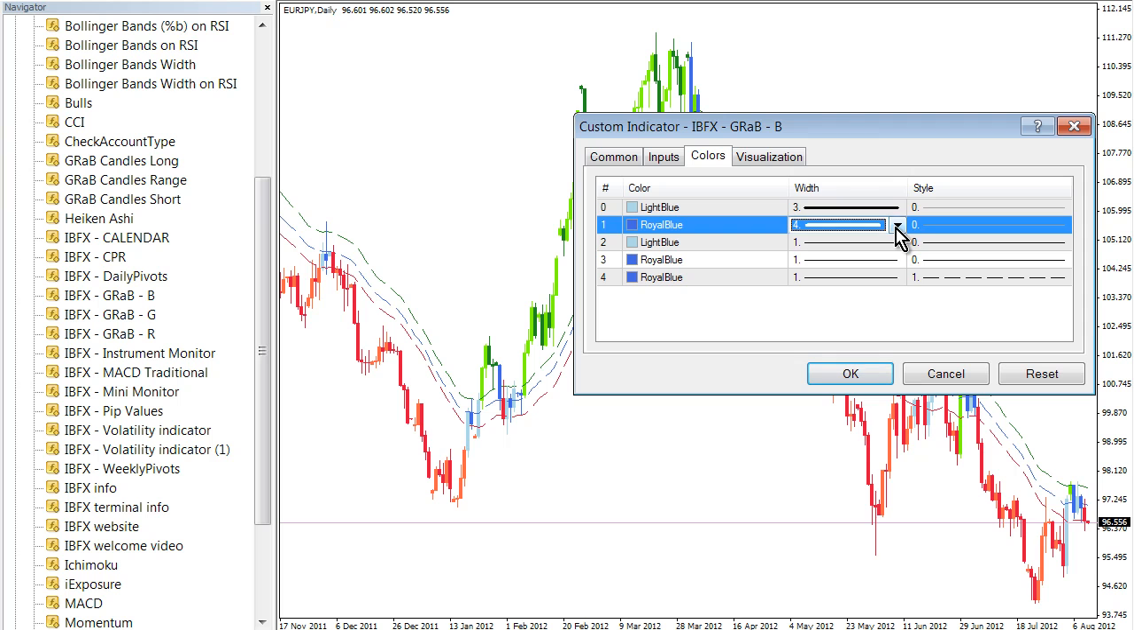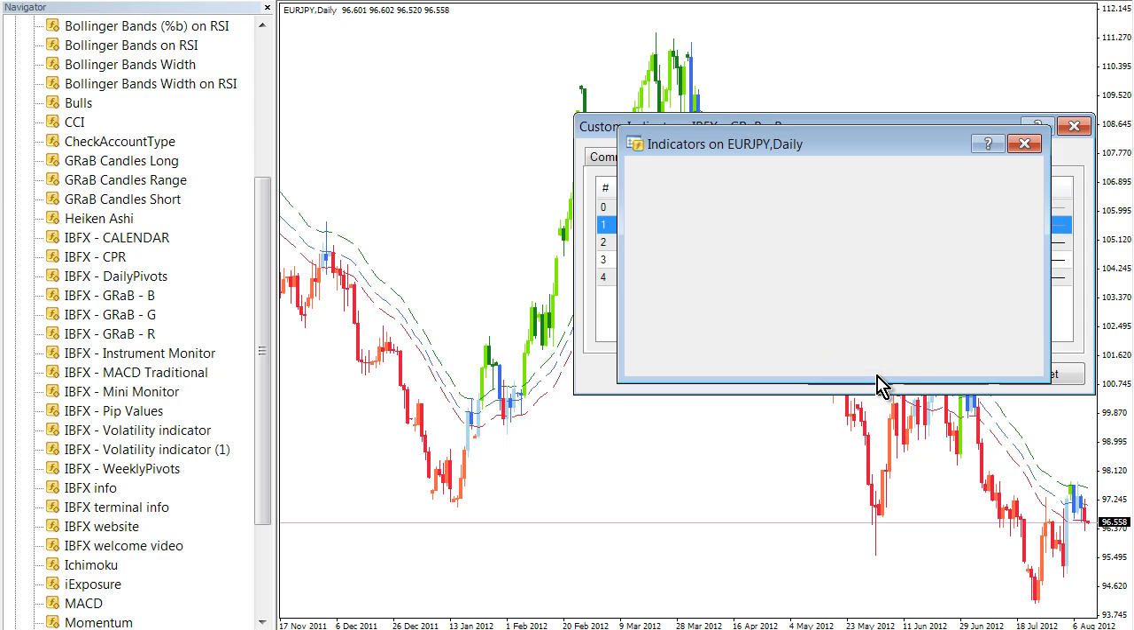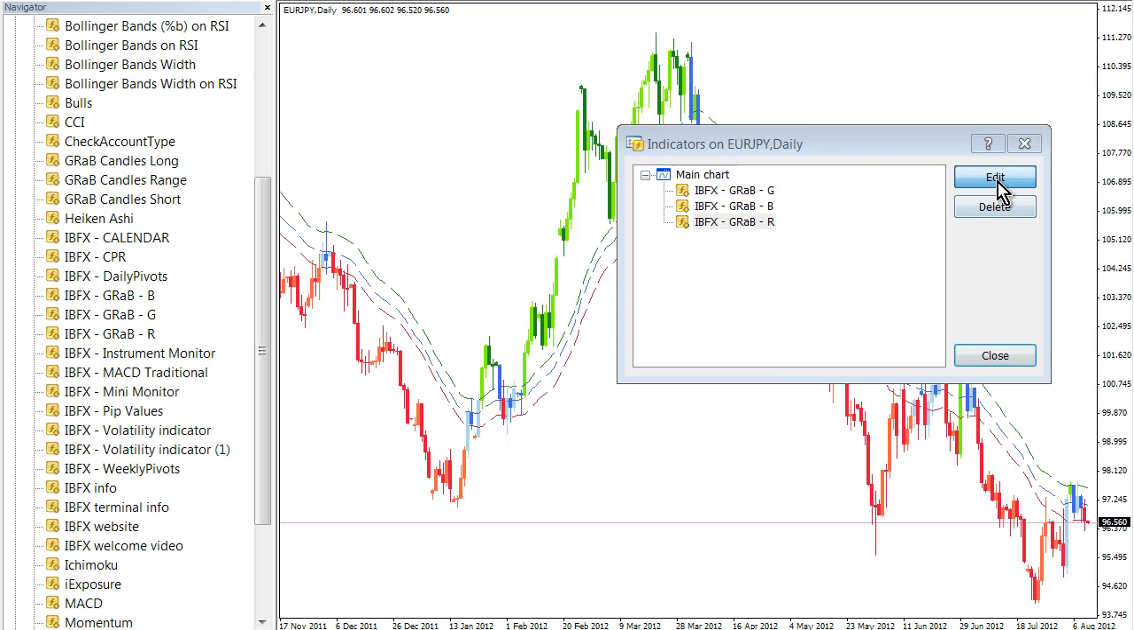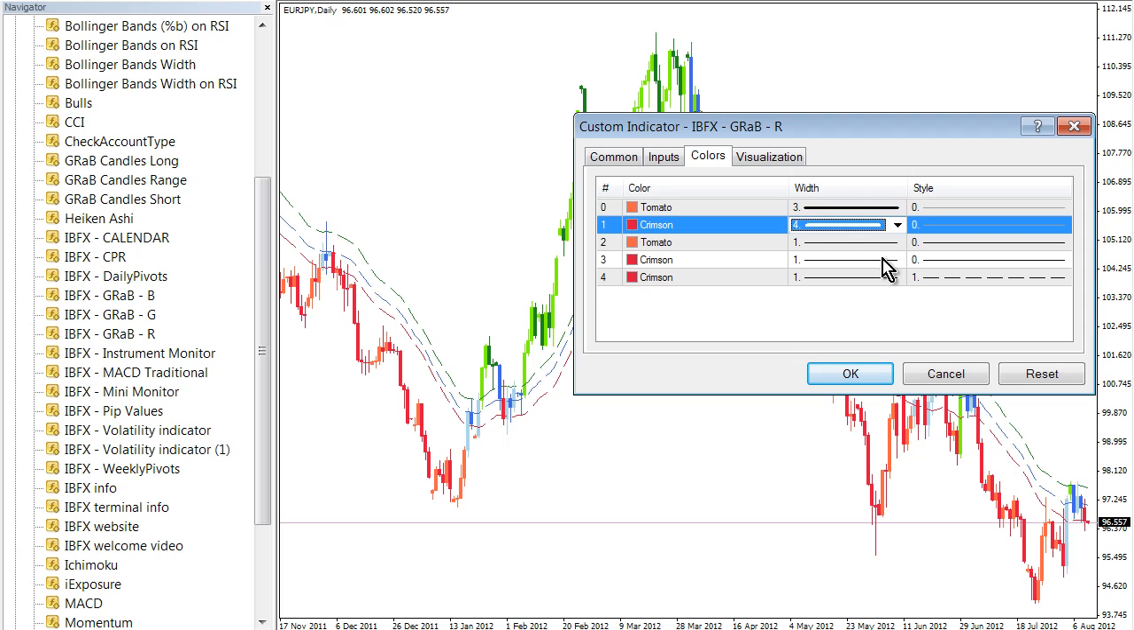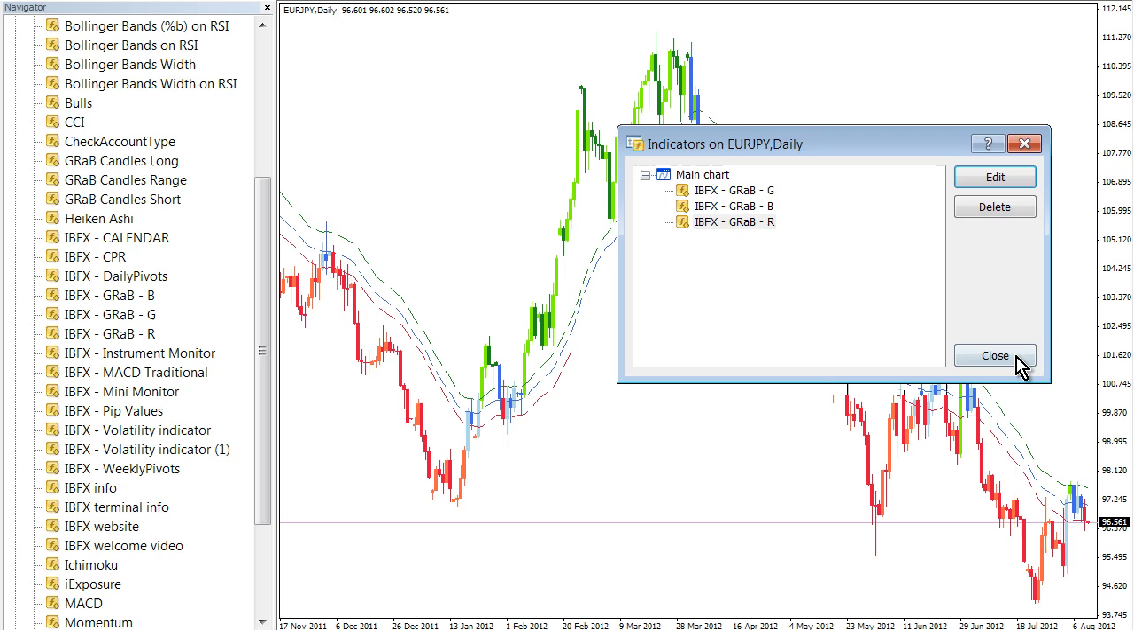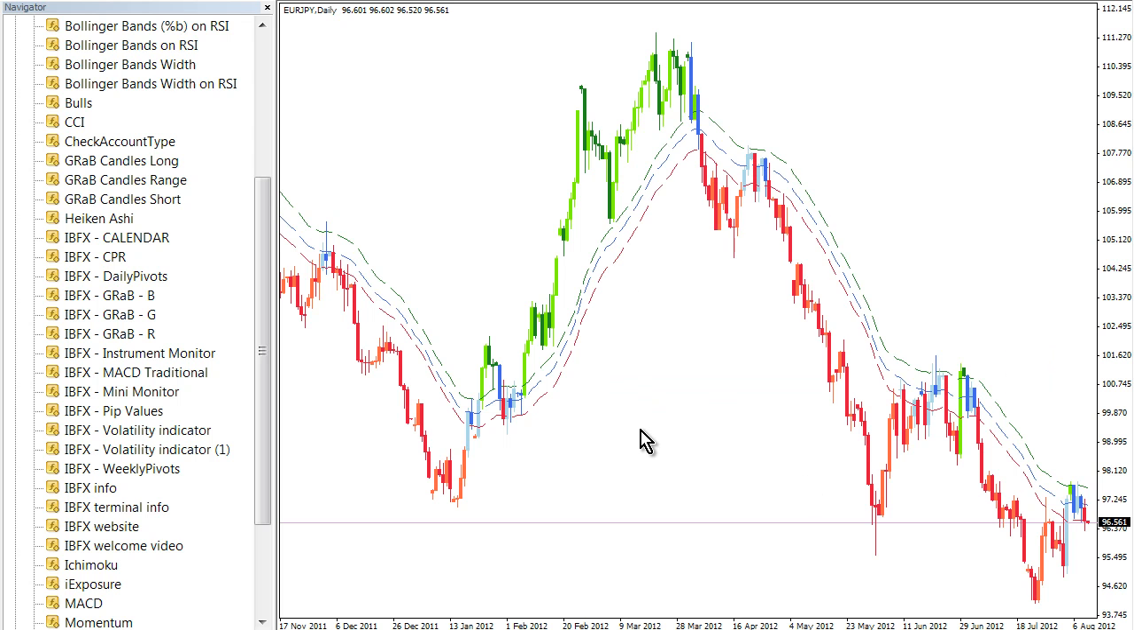One thing I want you to remember is the lighter color of each, the green, the blue, and the red, is essentially a candle with an up close. So think of that as a hollowed or a green candle from a traditional Japanese candlestick standpoint. Okay? So the lighter color of each one of these is an up close. The darker shade is the down close. So consider it a shaded candle or a red candle in a more traditional Japanese candlestick type view. So once you've done that, notice we've got the moving averages here and the color coding.